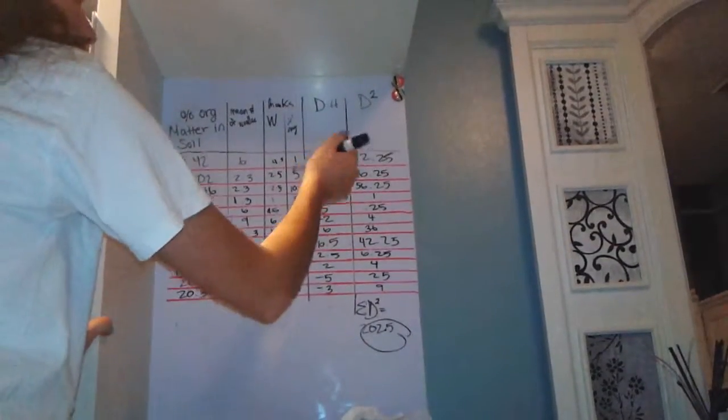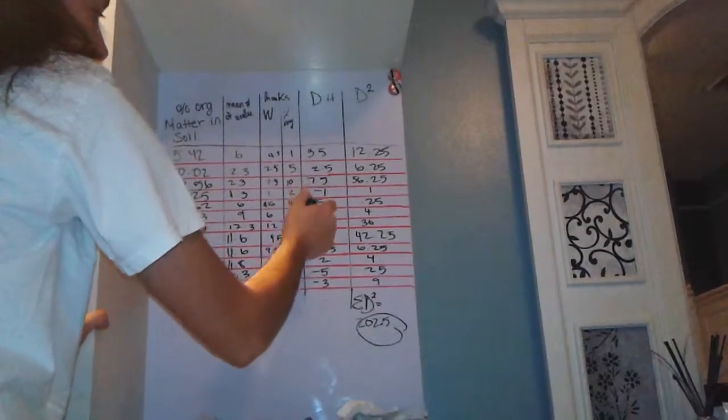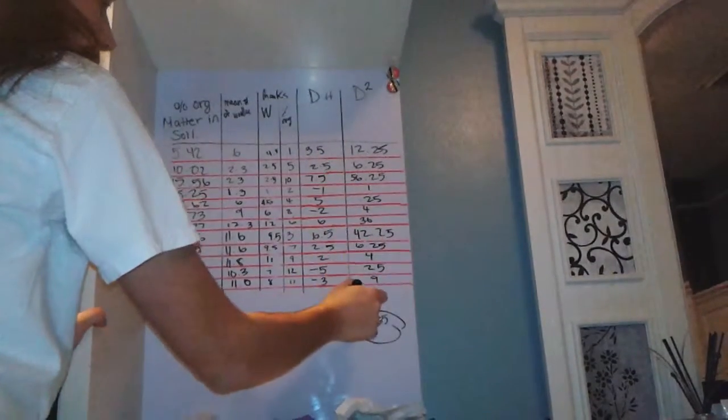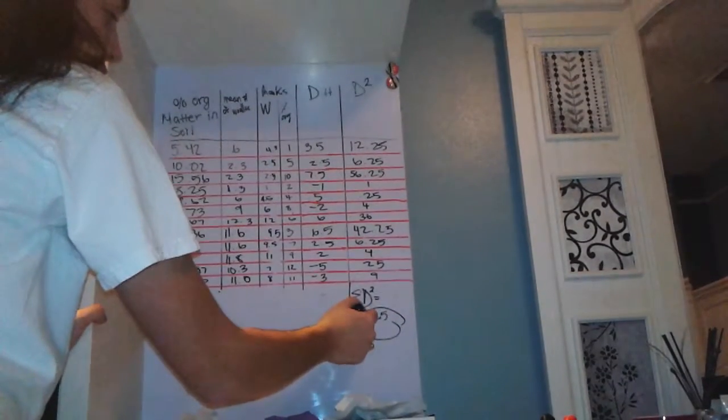Then we square the differences to get rid of negative numbers, such as these. Once we get rid of the negatives by squaring, we add up the differences squared, and we get a total of 202.5.